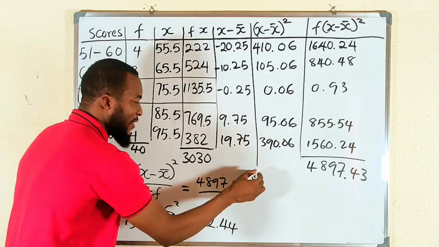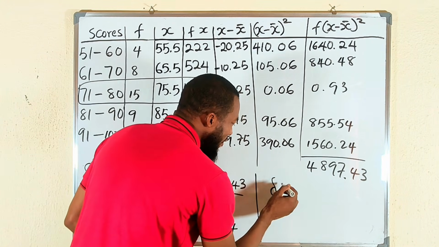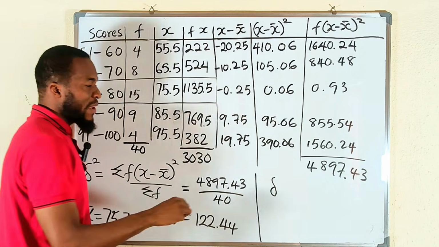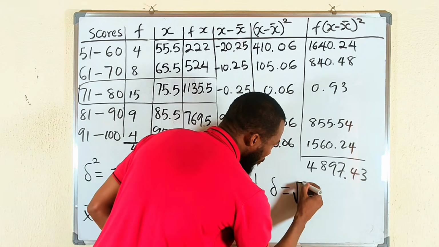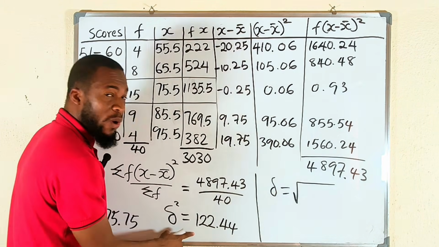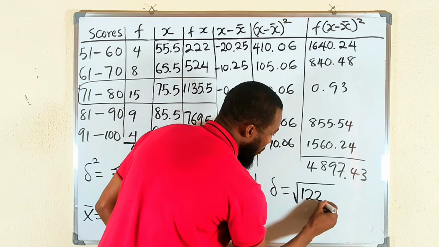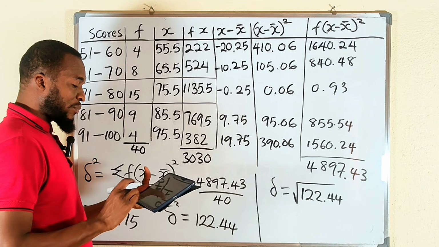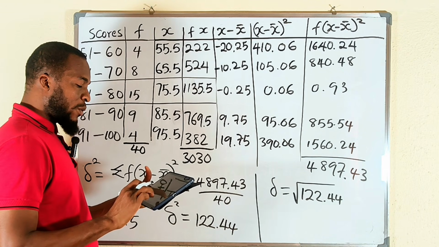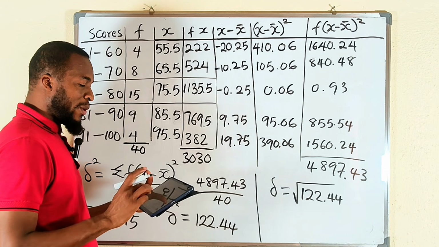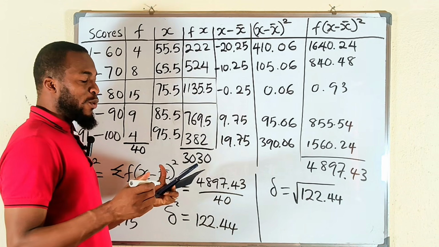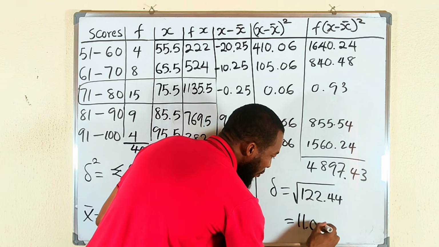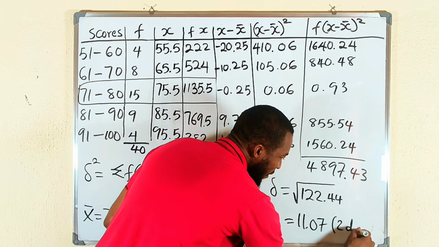What about standard deviation? Standard deviation is very simple once you have the variance, because it is equal to the square root of the variance. So this is equal to the square root of what? The variance, which is 122.44. Let me compute it here. Square root of 122.44. This is 11.07 in 2 decimal places.